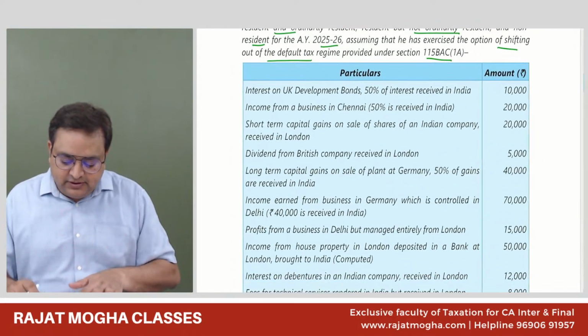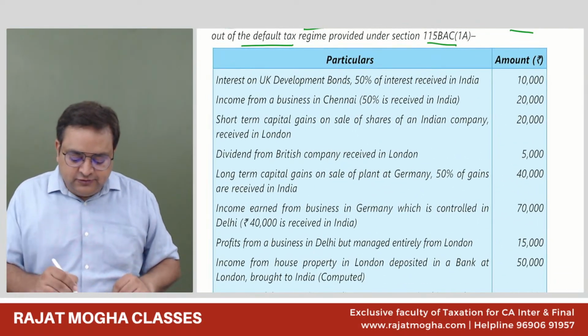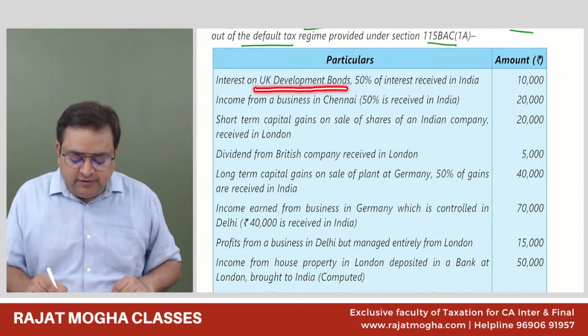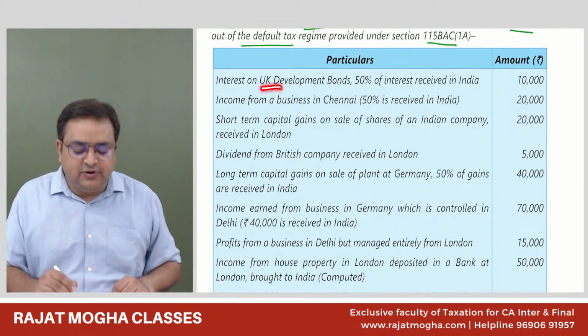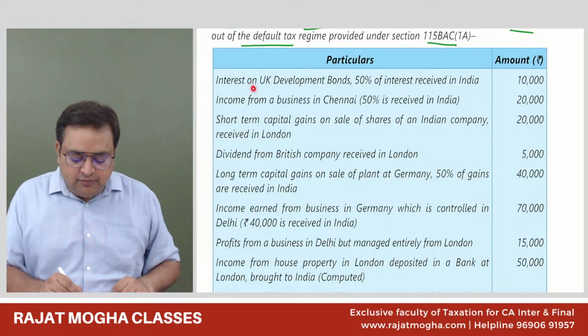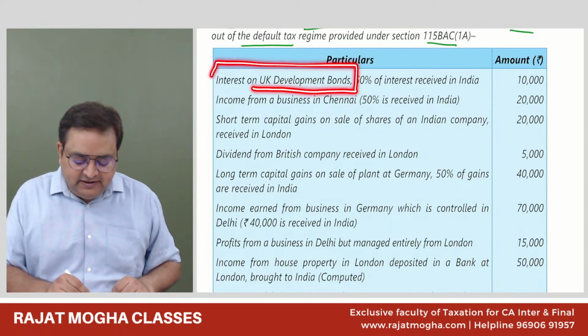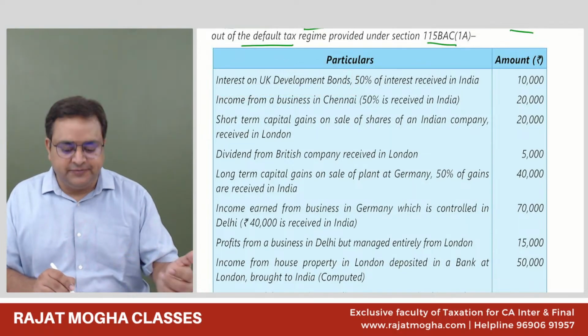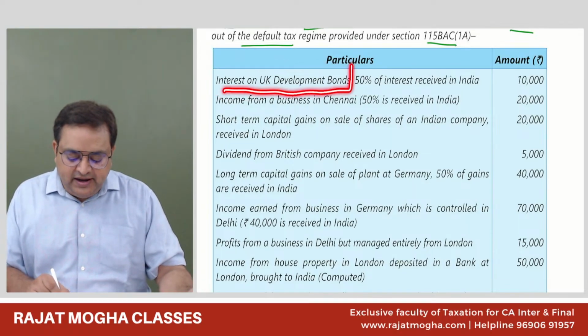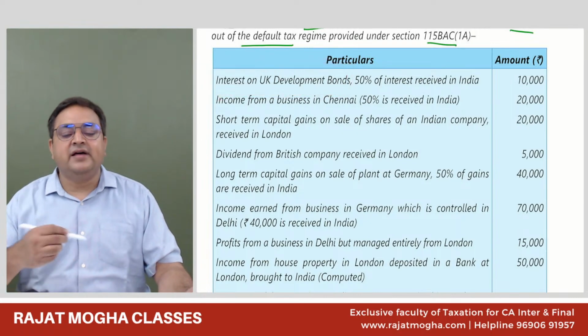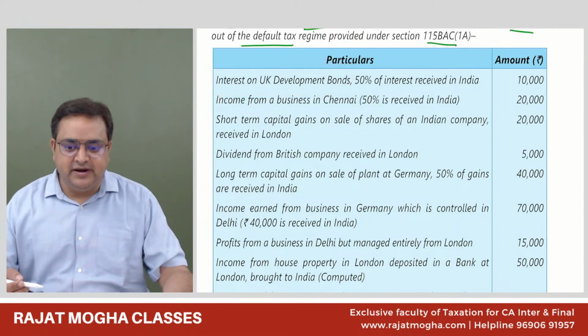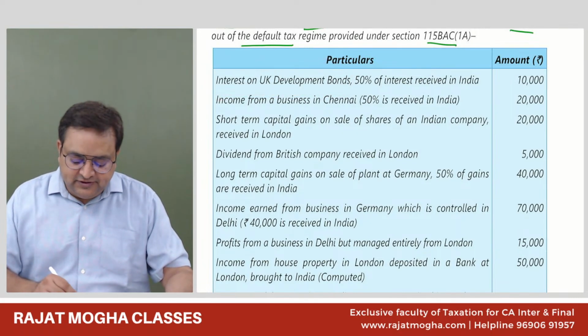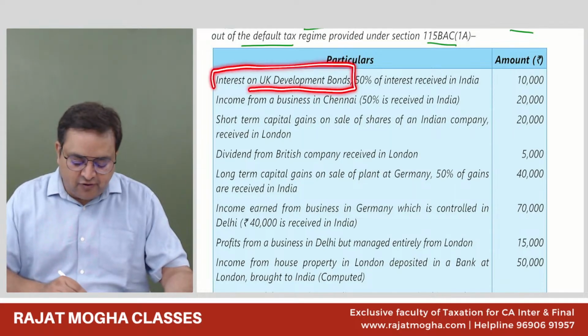So now let us start with the first income. Income on UK development bonds. UK means United Kingdom. Please tell me, are these bonds Indian bonds or foreign bonds? These are foreign bonds. So this is not an Indian income. This is income which is arising outside India, in the UK, and so it is a foreign income.